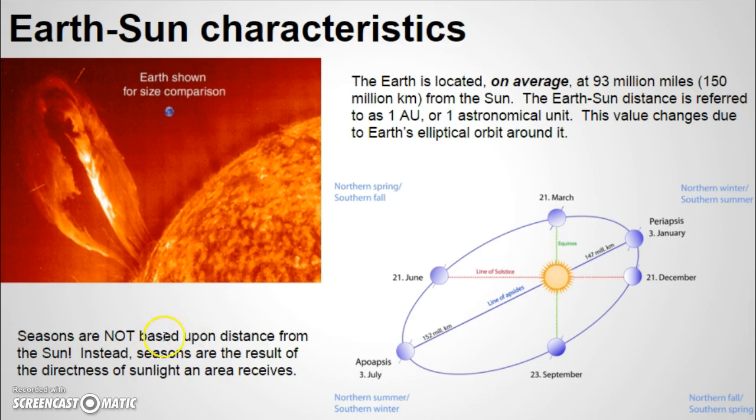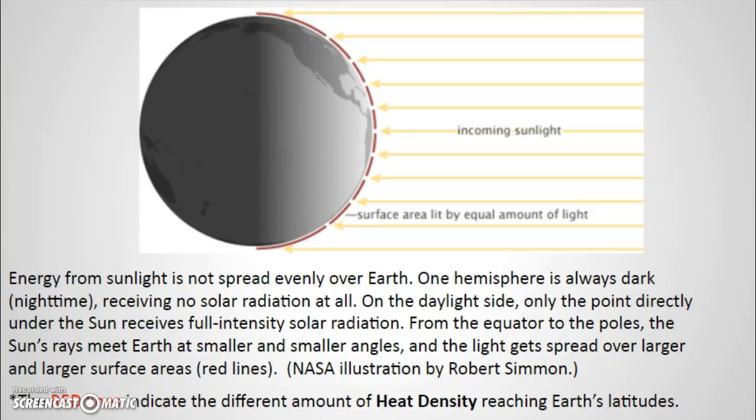Seasons are not based upon distance from the sun. Instead, seasons are the result of the directness of sunlight an area receives, and this is also coupled with the axial tilt. So when the northern hemisphere is tilted towards the sun, the northern hemisphere is getting more direct sunlight. So even though it's further away, it's actually getting the most direct sunlight, hence driving the warmer conditions.